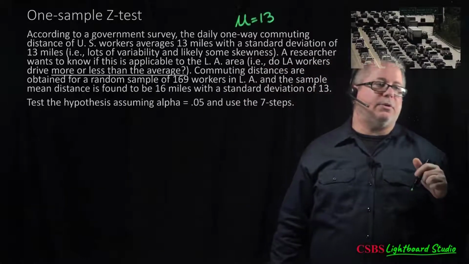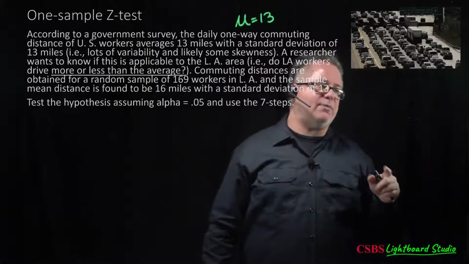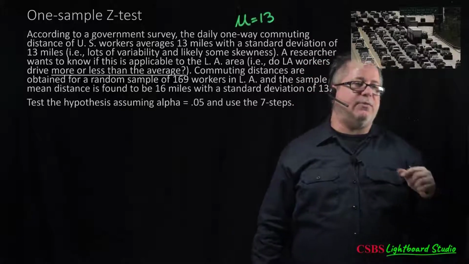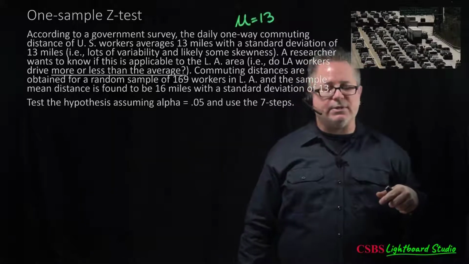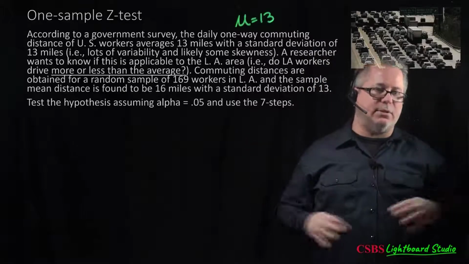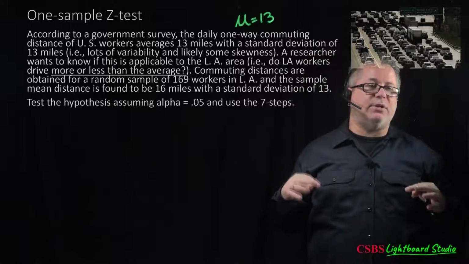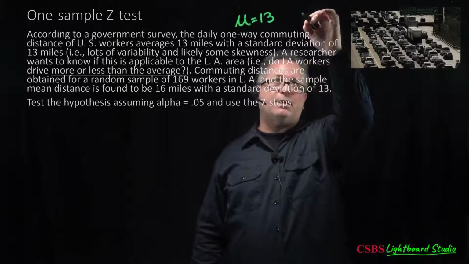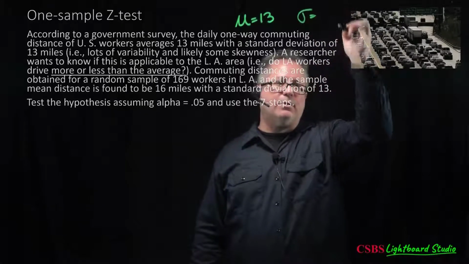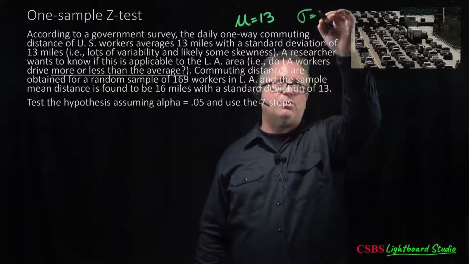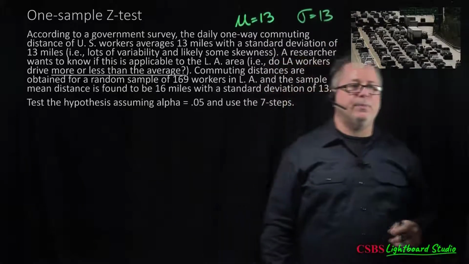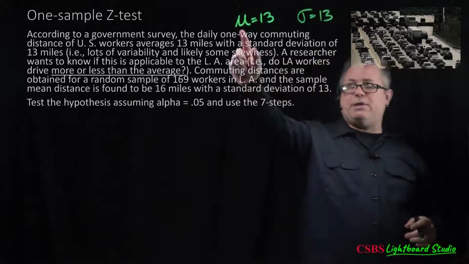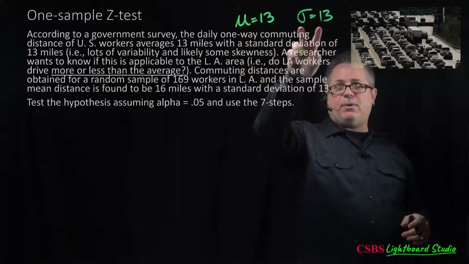The commuting distances of U.S. workers averages 13 miles with a standard deviation of 13. So it's also giving us, for the same U.S. group, the standard deviation of the population. So it's giving me sigma. Sigma equals, it's also 13. So we have our population mean and a population standard deviation.